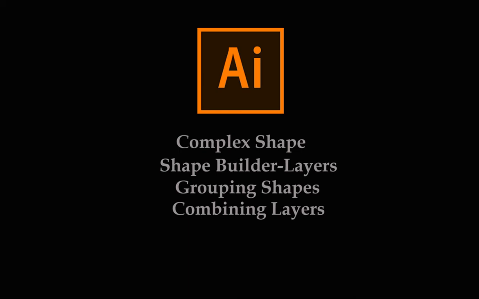Assignment 14.1. This is part 1 of 3 parts on creating a complex shape in Illustrator using the Shape Builder tool, layers, combining shapes, and ultimately combining layers.